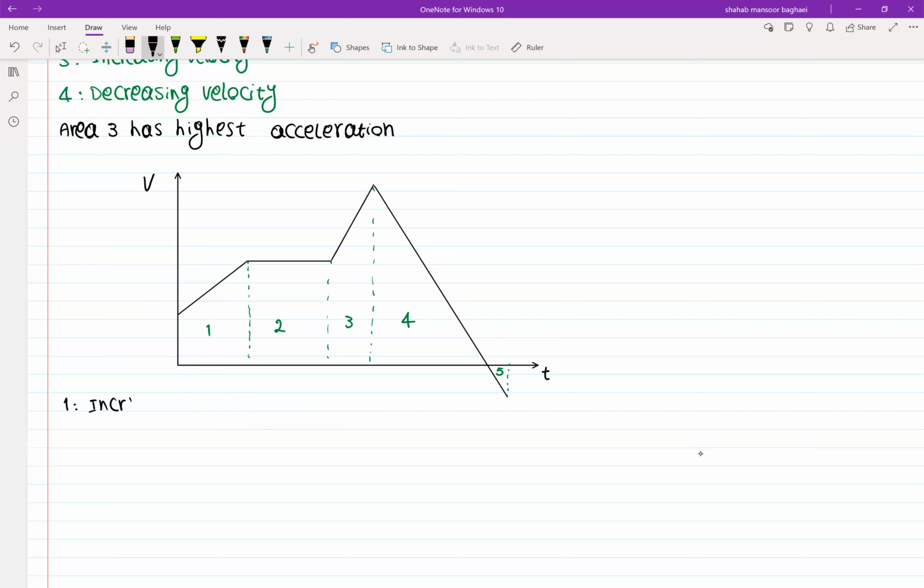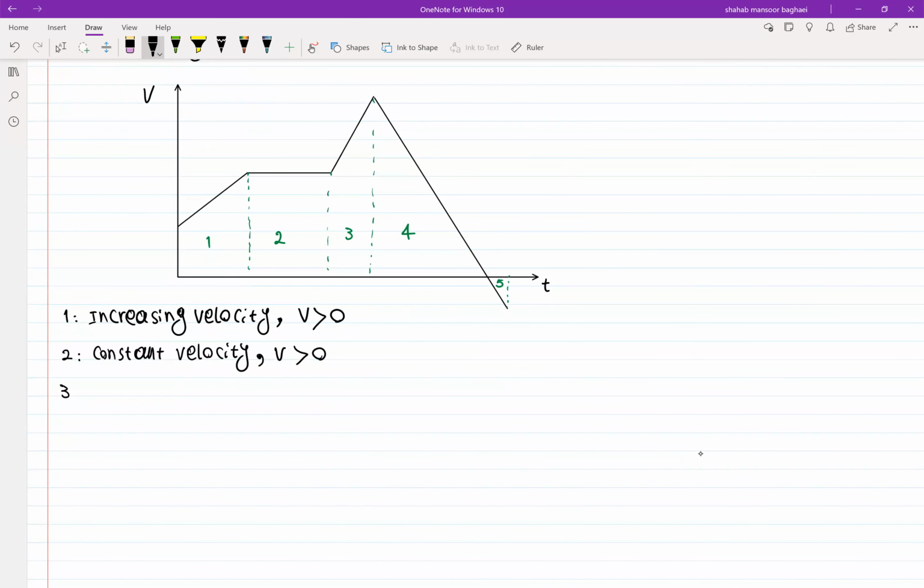Increasing velocity, and velocity is positive. Area number 2. Look at area number 2. That's constant velocity because it is horizontal. There is no slope. What is the sign of velocity? Of course, it is positive because it is above the origin. So constant velocity, and you have positive velocity here.